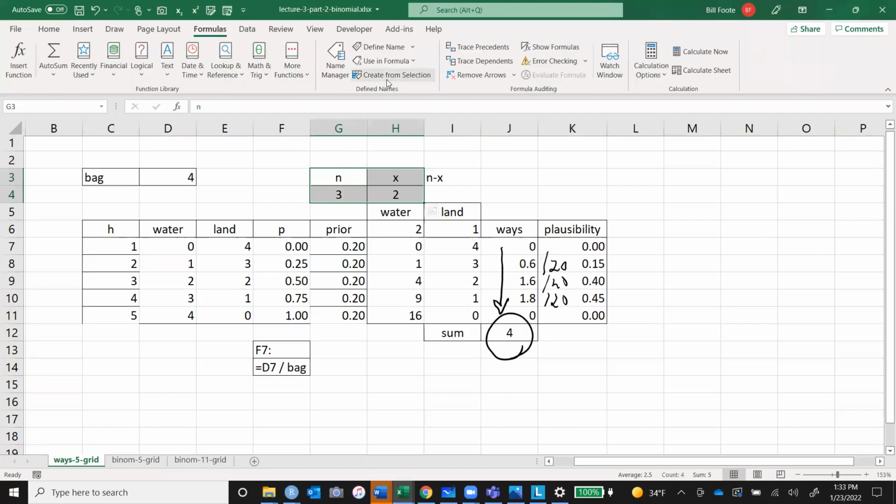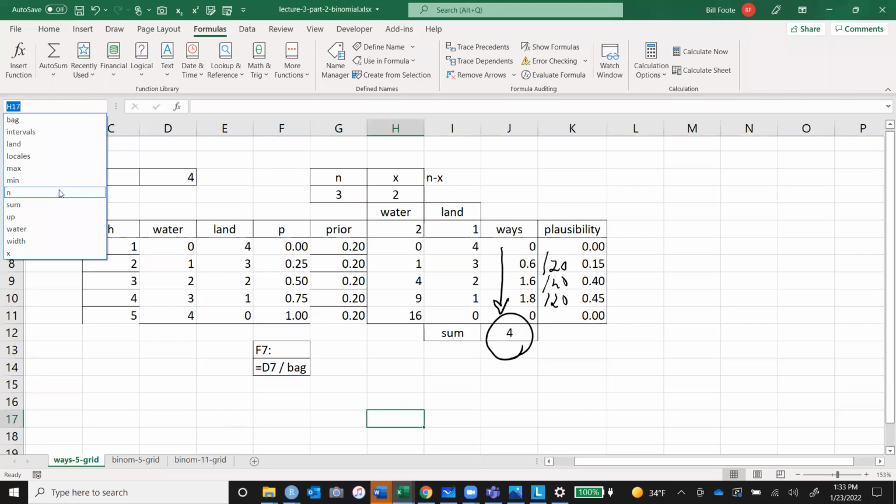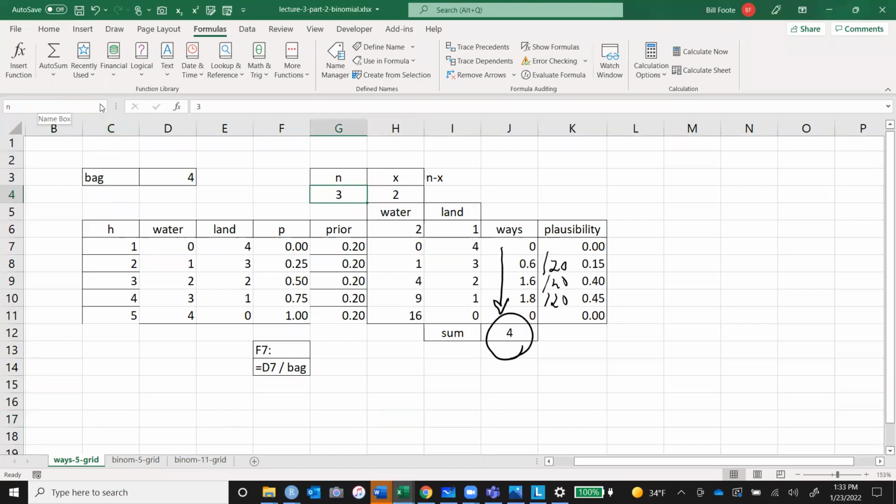Formulas, create, top row, say okay. There we go. Then we go over here to the formula bar. To the left of it, we see there's an N. Oh, there is an X. Those were correctly identified here. So what we're going to show numerically again is that the Ways plausibilities is going to be the same as the binomial plausibilities. And once we have done that, we will be done with this part of the lecture.